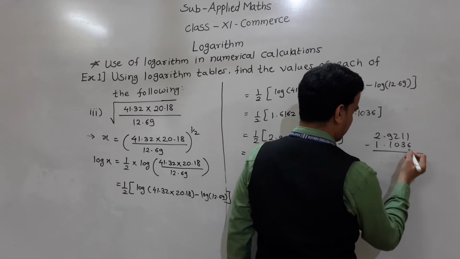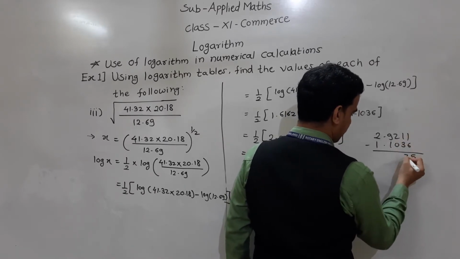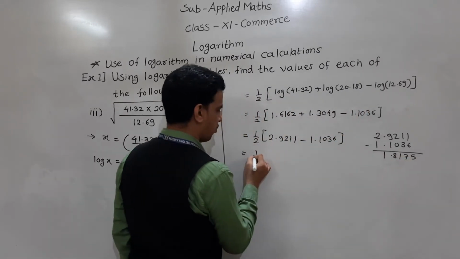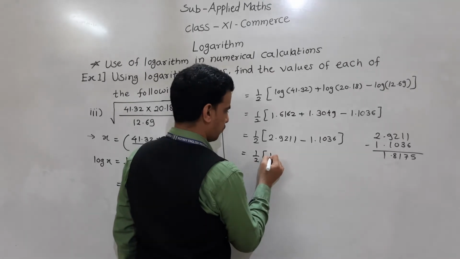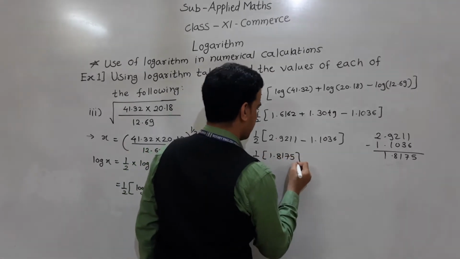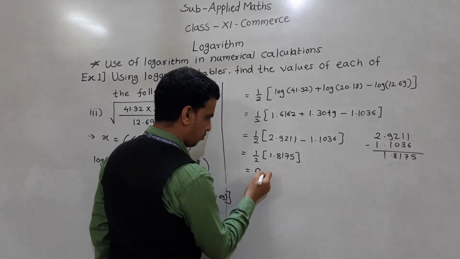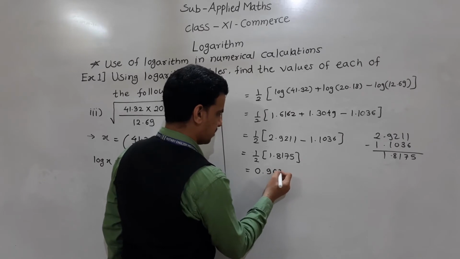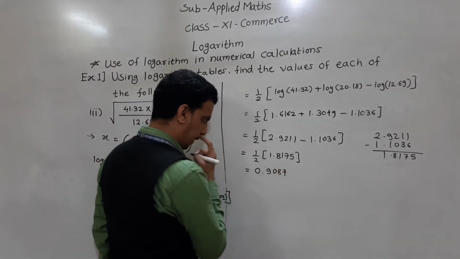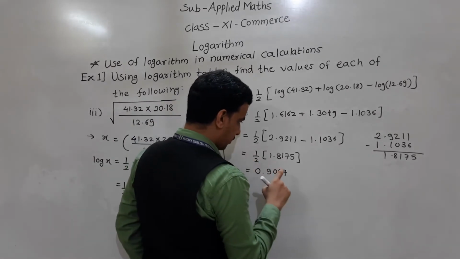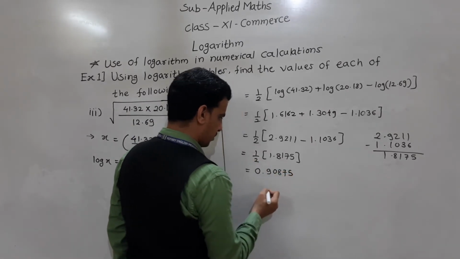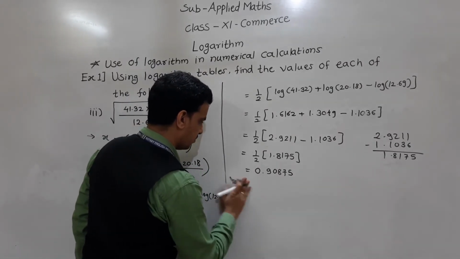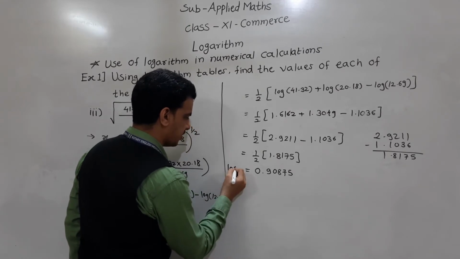So 11 minus 6, that is a 5. Here it is 0, 10, 10 minus 3, 7. It is a 1, 8, 1. So it is 1.8175. Now divided by 2. So it is a 0. 2 9s are 18. It is 0. 2 8s are 16. 1 remain. 2 7s are 14. 1 remain. 2 5s are 10. Okay. So log x is equal to this number, or I'm writing here log x is equal to this.